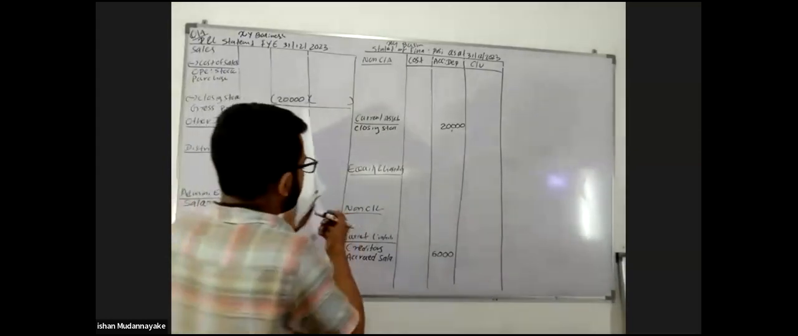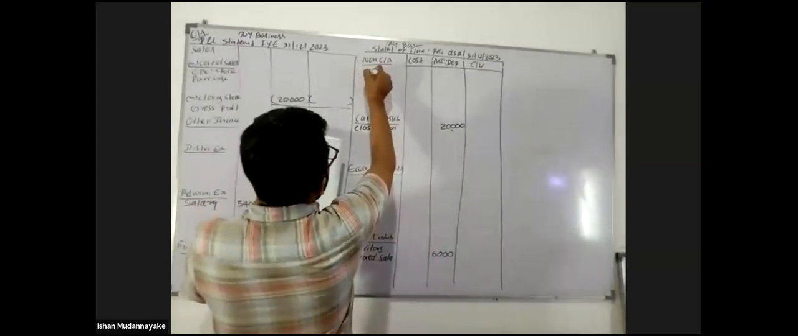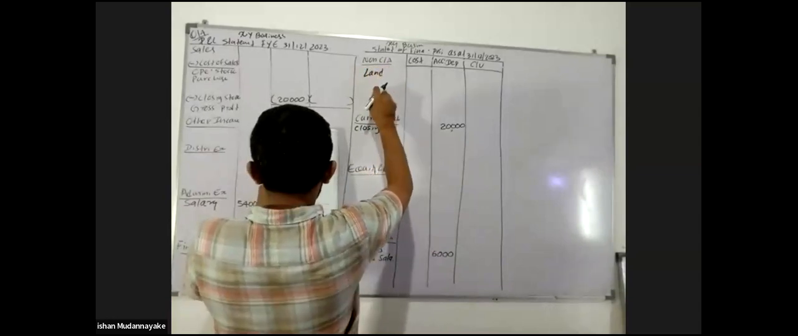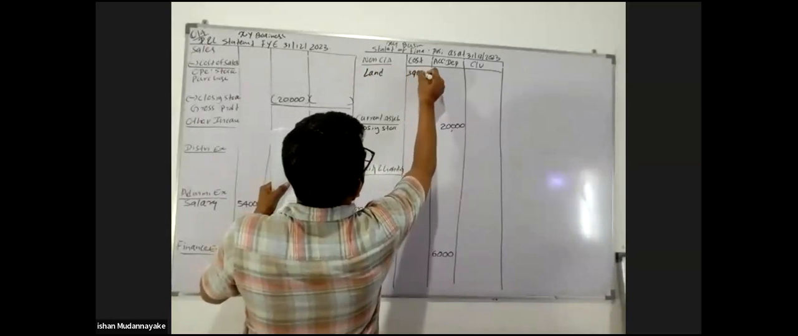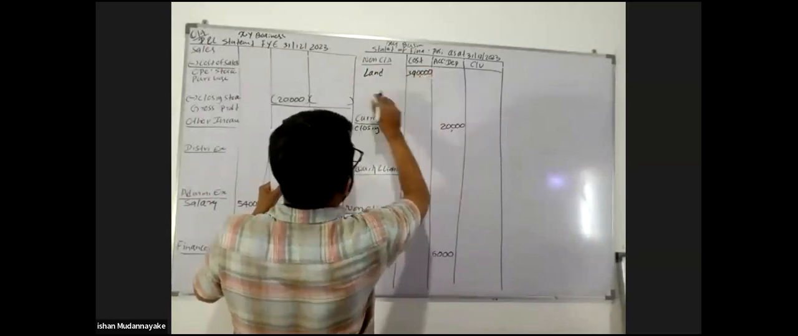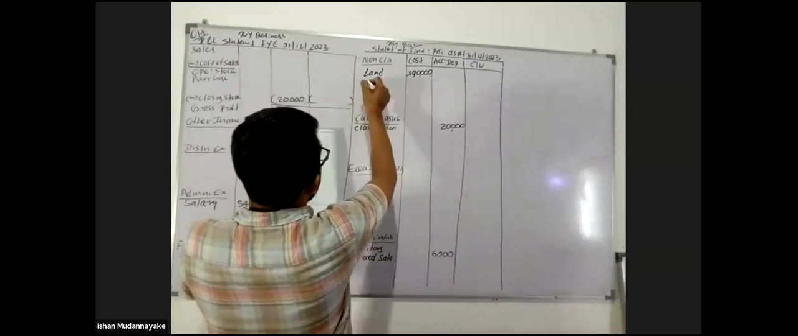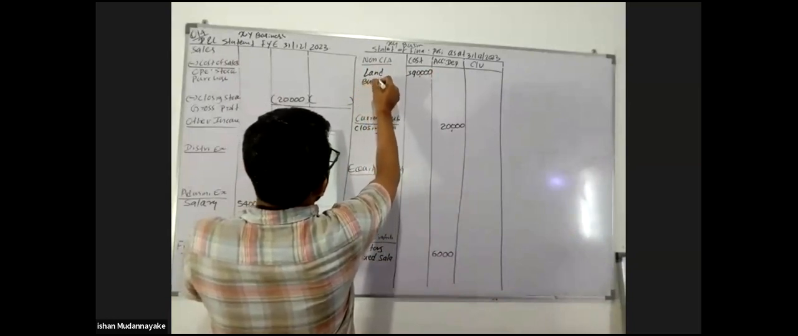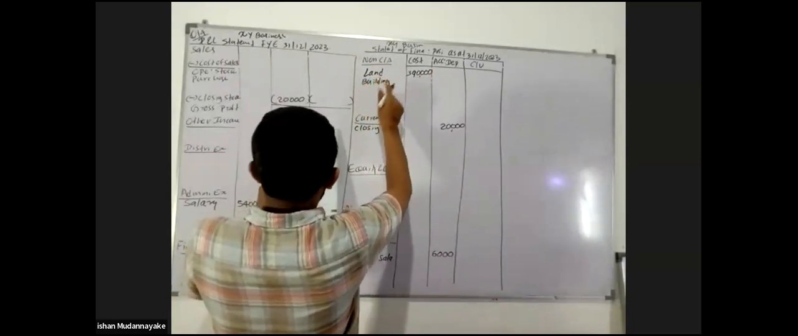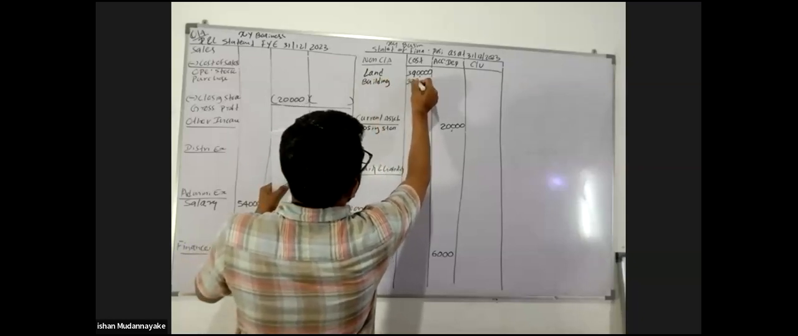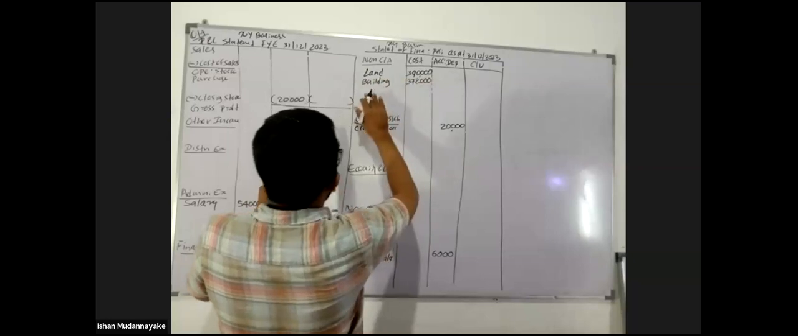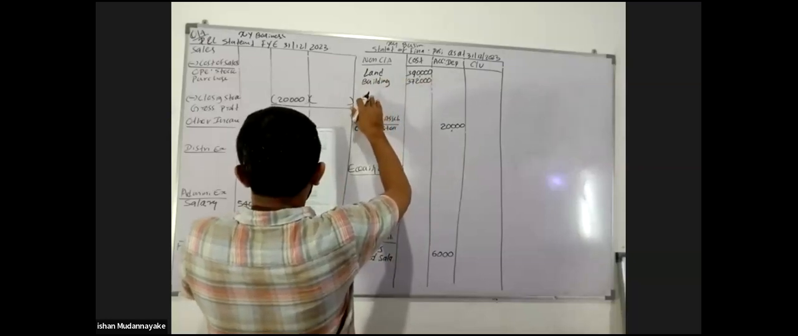At first, we will write down land. Land value 390,000. And then we write down building. Building 372,000. And then motor vehicle.